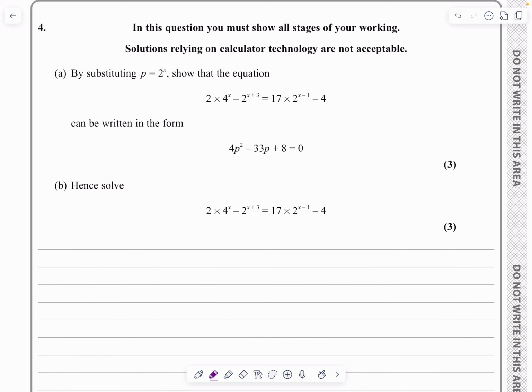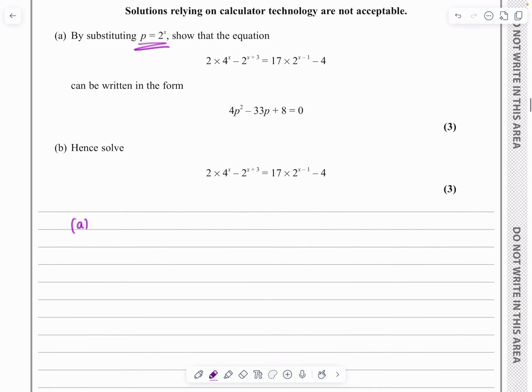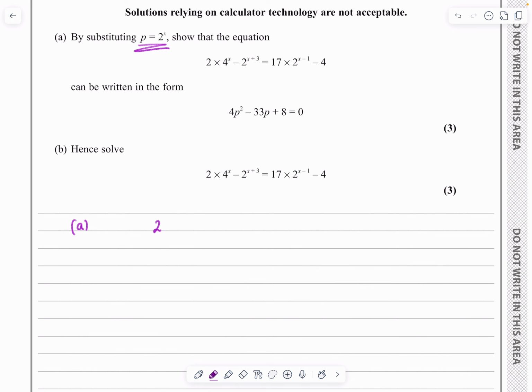So let's have a look at part A, and you need to have gone back and done all of this style of question. Quite often they do it with 2 to the x or with 3 to the x, where what we're going to do in this question is write everything in terms of 2 to the x. So if I'm looking at the expression I'm starting off with, it's 2 times 4 to the x minus 2 to the x plus 3 equals 17 times 2 to the x minus 1 minus 4.